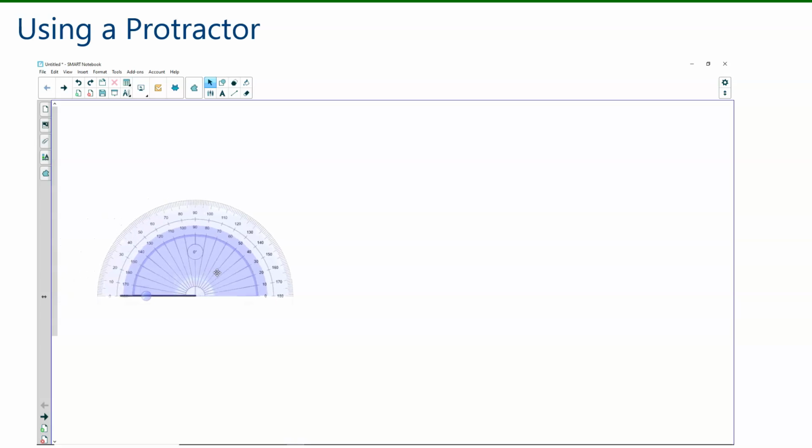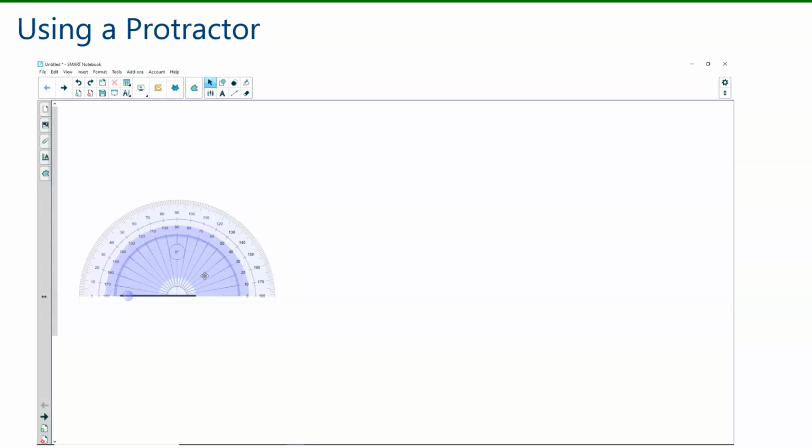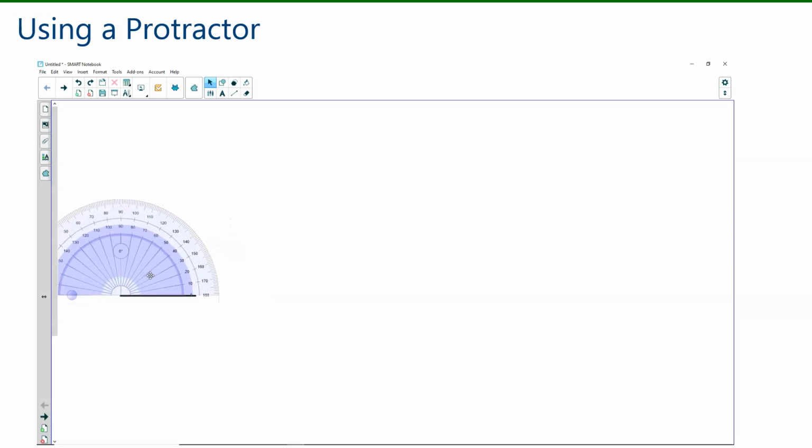Now if I move it to the very right hand side, this time I'm going to use the outer angle measurements because that's where 0 is this time. So when you draw angles, always start at 0 degrees on the protractor. That's how you know which set of angle measurements to look at. So if I want to draw an angle that is 35 degrees, I'll use the inner angle measurements and look for 35 and put a dot.